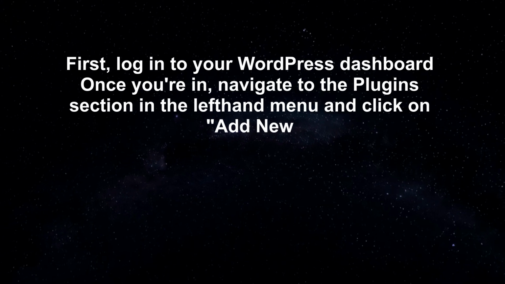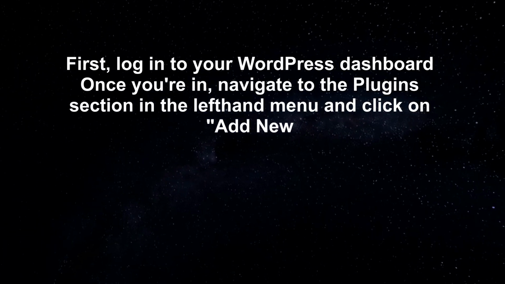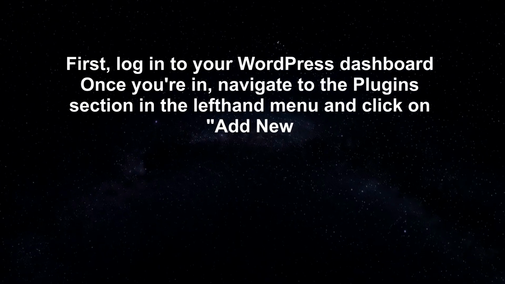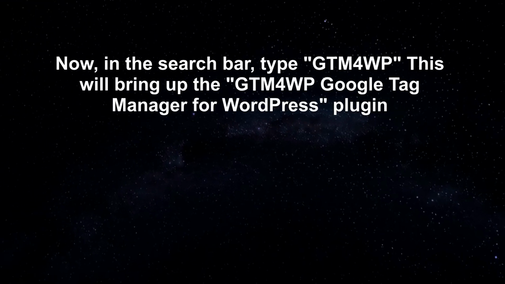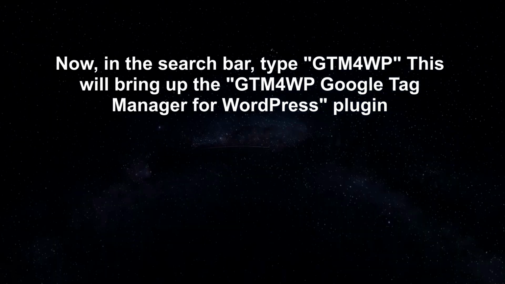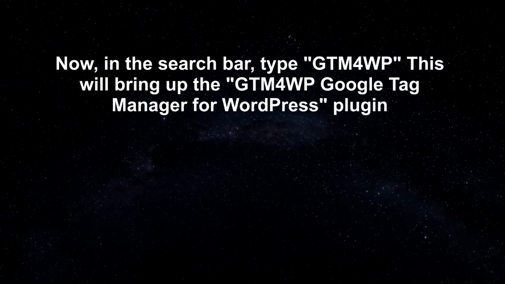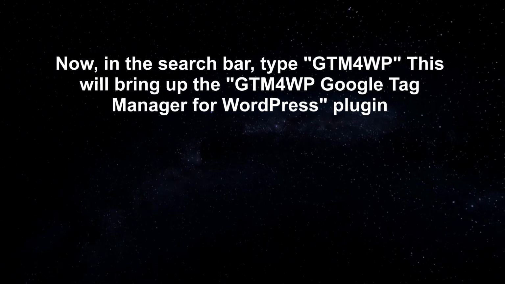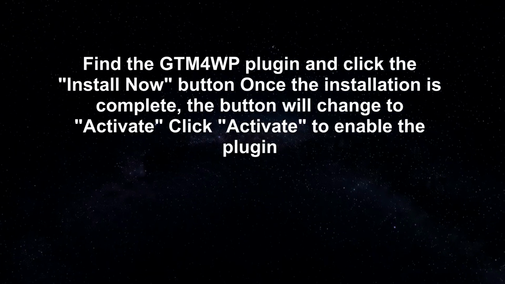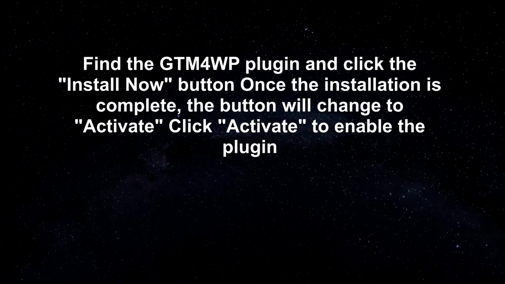Once you're in, navigate to the Plugins section in the left-hand menu and click on Add New. Now, in the search bar, type GTM for WP. This will bring up the GTM for WP Google Tag Manager for WordPress plugin. Find the GTM for WP plugin and click the Install Now button.